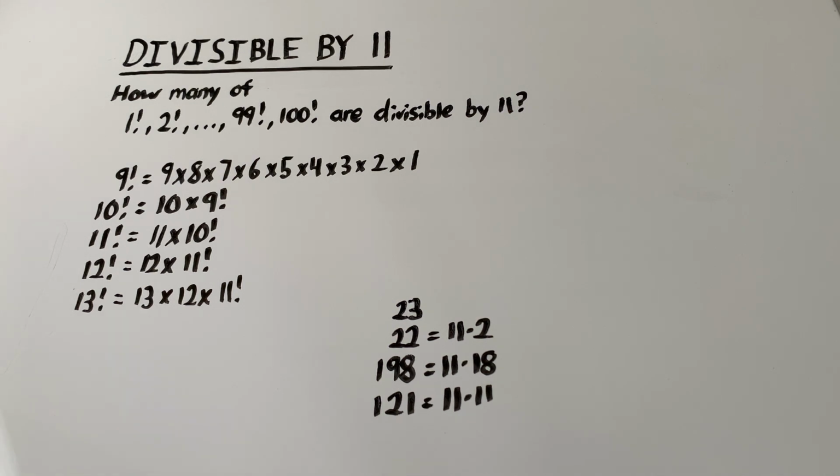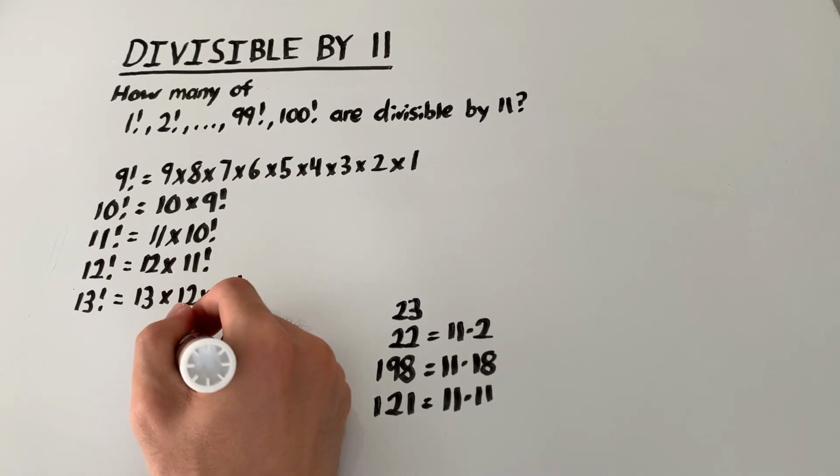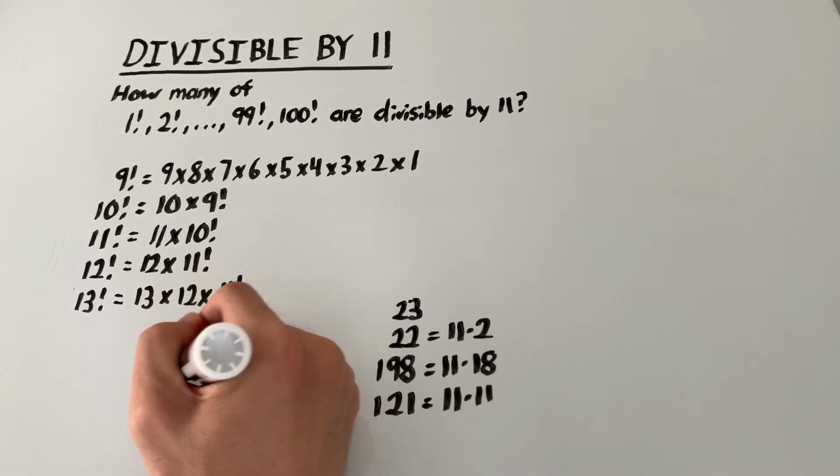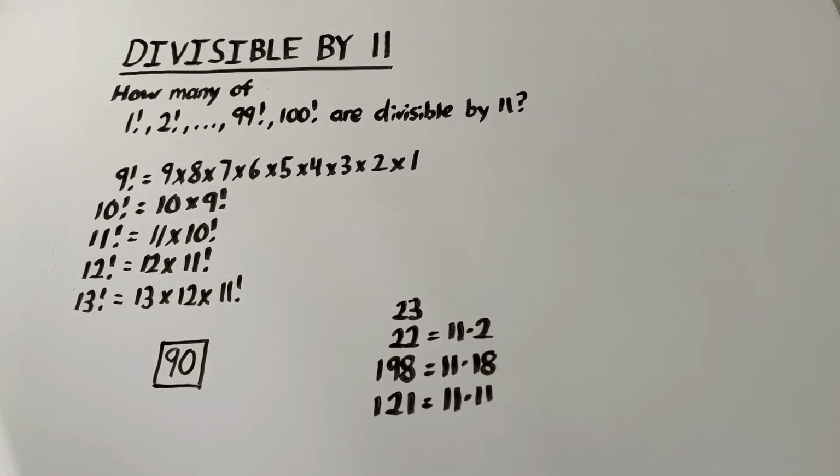So from 11 factorial all the way to 100 factorial, there will be at least one factor of 11 present, which means all the factorials from 11 factorial to 100 factorial are divisible by 11. So we need to count how many of them there are. So our problem has just become finding out how many numbers there are from 11 to 100. And there are 90 numbers, which means that 90 factorials are divisible by 11.